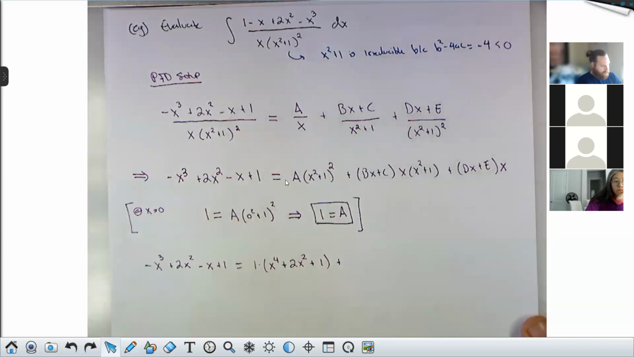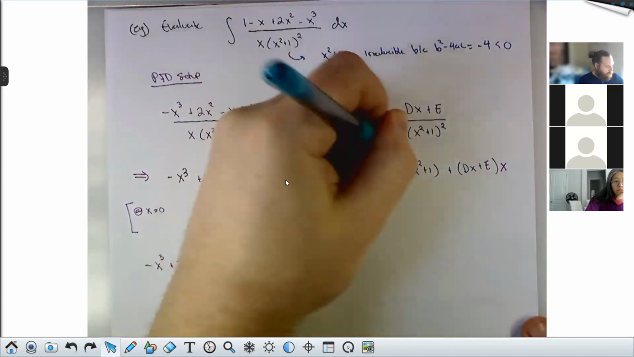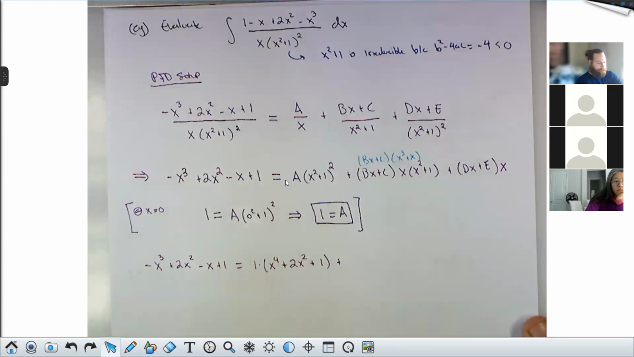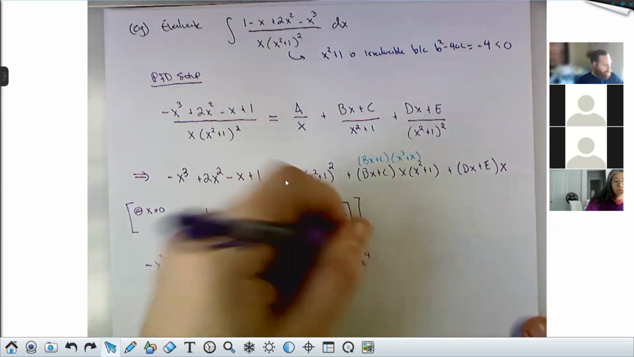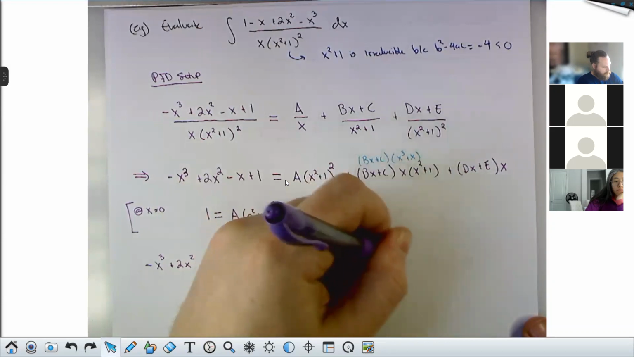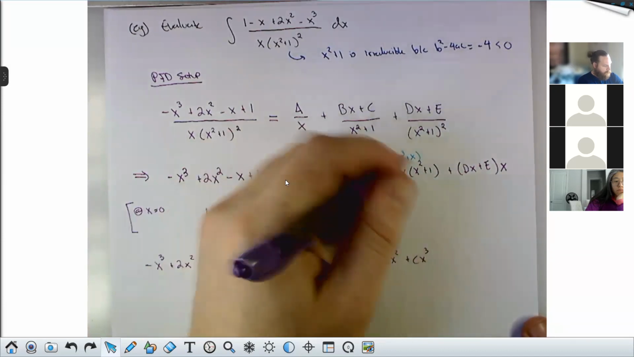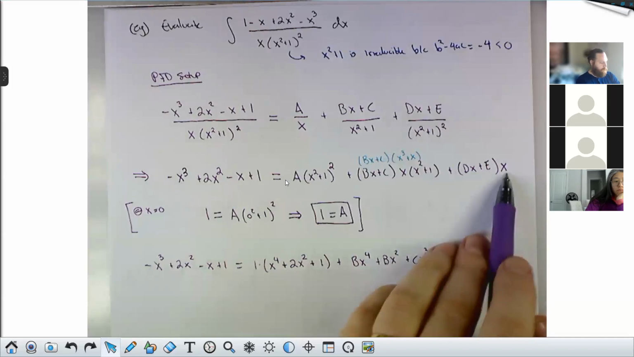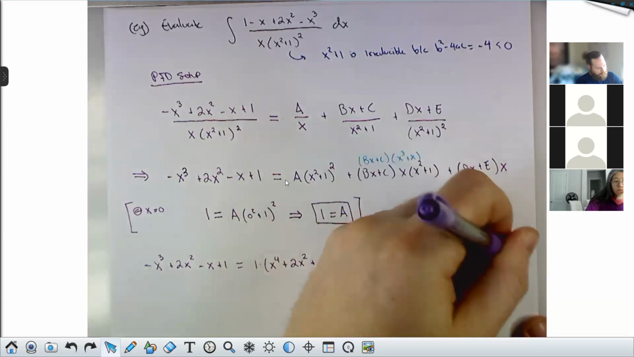I would treat this as bx plus c times x cubed plus x, and then FOIL it. So you get bx to the 4 firsts. Outers are bx squared. Inners are cx cubed. And your last is cx. And then this piece, when you distribute the x, you get plus dx squared plus ex.